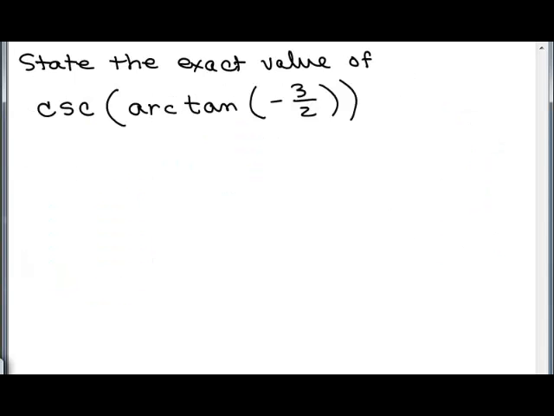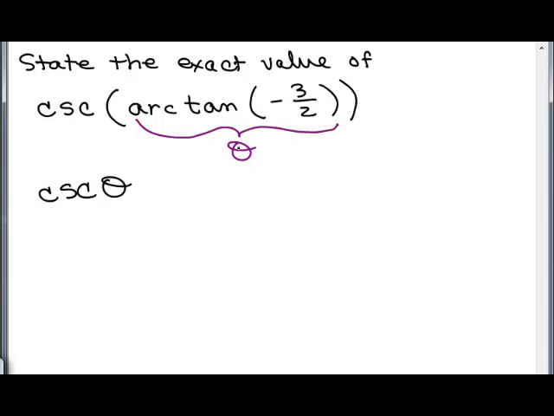All right, here's the next problem. We're going to take the cosecant of the arctangent of negative 3/2. Now, we're going to work within the inner parentheses here as well, but I'm going to just call this theta. That's easier for me. So basically what we're looking for is the cosecant of theta, and I'm going to draw that angle.